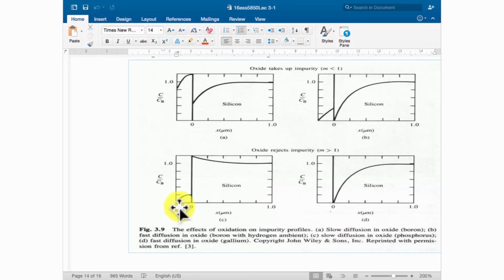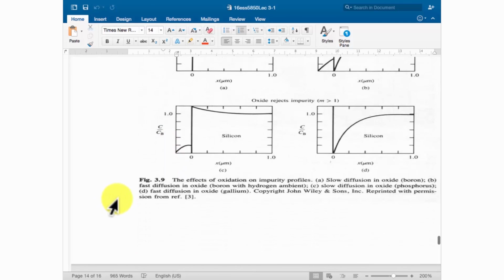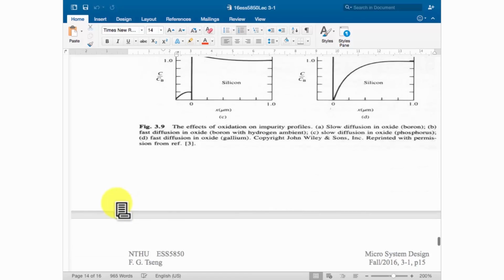So when you have an impurity inside silicon and you do the oxidation process, you need to consider this kind of effect. Otherwise, the control of your source and drain will not be accurate. The concentration will not be accurate.